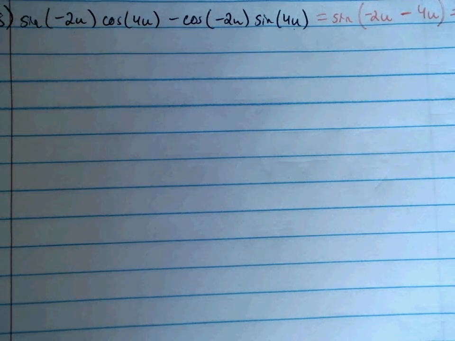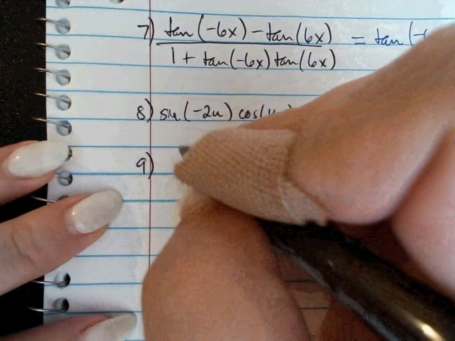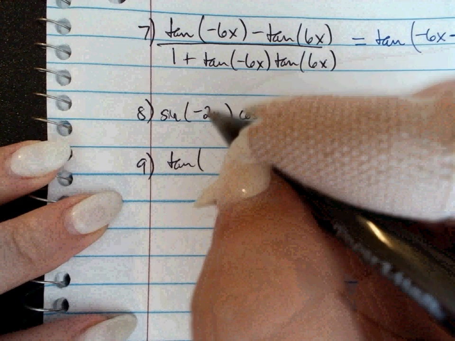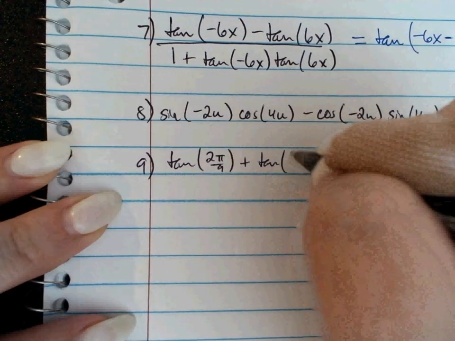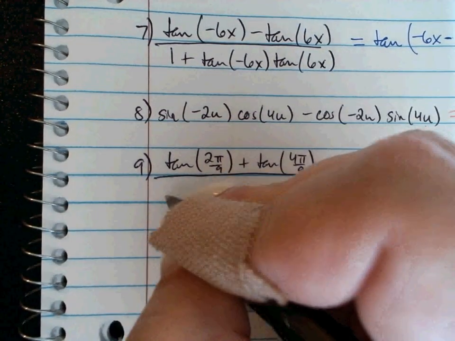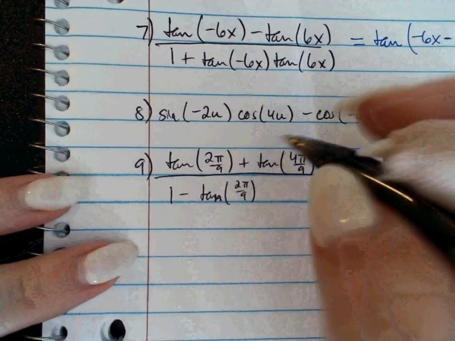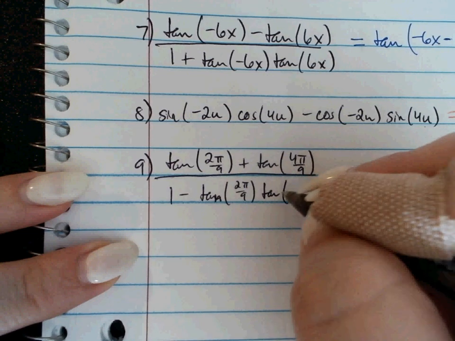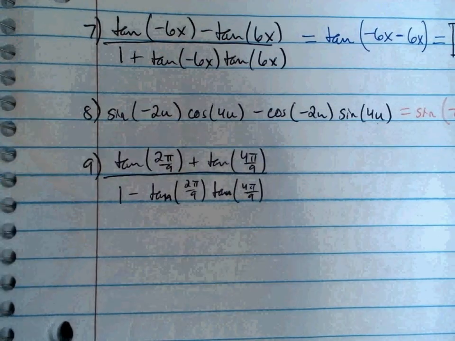Number 9 says find the exact value. So very similar to what we just did, but this time we're actually going to figure out what it equals, because it's going to simplify something. Okay, number 9. We've got tangent of 2 pi over 9 plus tangent of 4 pi over 9, divided by 1 minus tangent of 2 pi over 9 times tangent of 4 pi over 9.